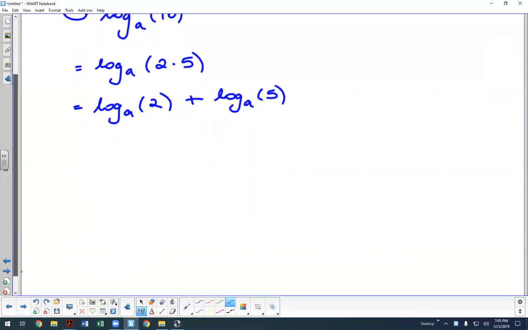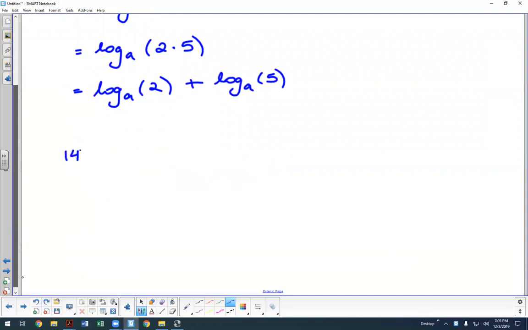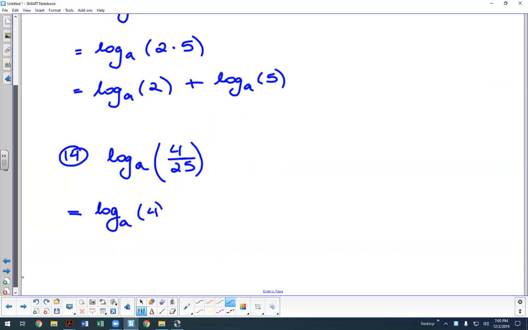So they are saying, okay, initially we've got log of 4 over 25 with base a. So where can we start to try and simplify this? Subtraction. Okay, subtraction. So that's the quotient rule. So log base a of 4 minus log base a of 25. Yeah, so again, the denominator will be the second value, the numerator is the first value, okay?